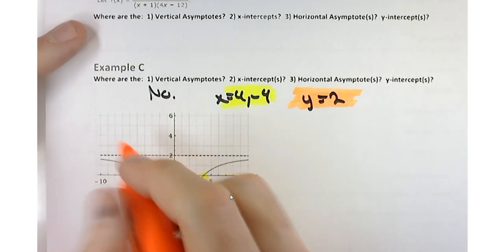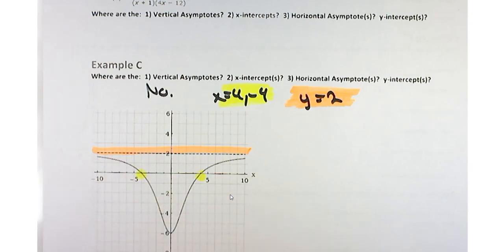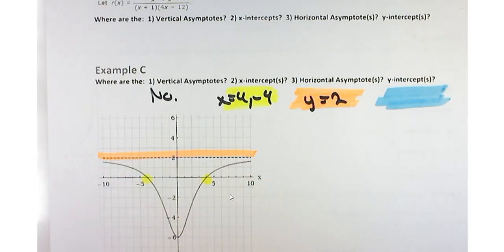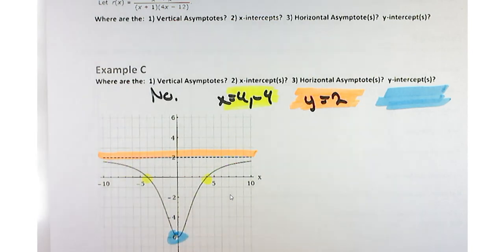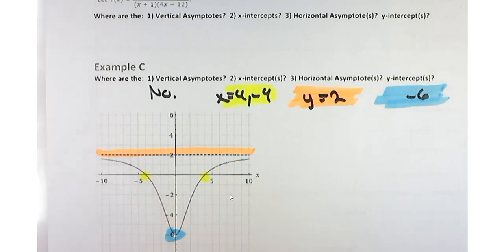Does it have a y-intercept? Yes. Negative 6. Now, WebAssign might want 0, comma, negative 6. I'll be just happy with negative 6 on an exam. So that would be this point down here at negative 6. Beautiful.